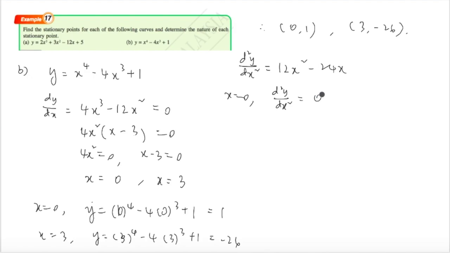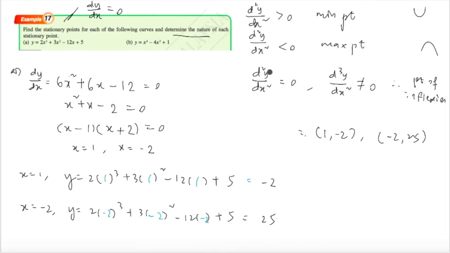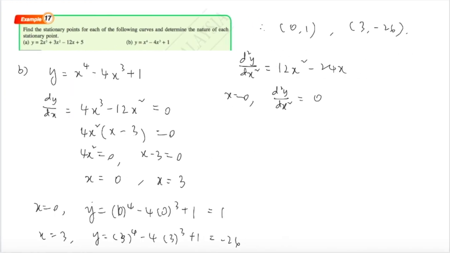Oh, 0. Okay, never mind. I told you before that when d2y/dx2 equals 0, it's not maximum, it's not minimum. It's possible to become a point of inflection, but you need to prove it by using the third derivative. Although it's not in your syllabus, you learn until second only, but actually it's the same, just one more derivative. Never mind, hold this one first.